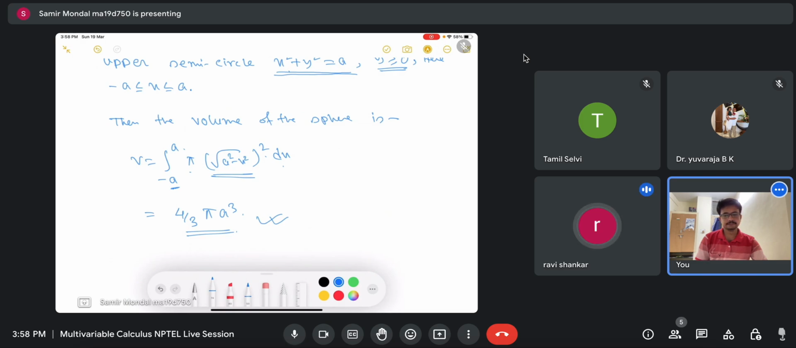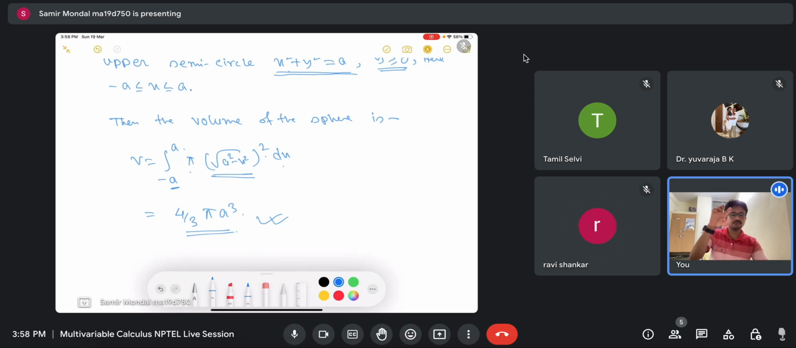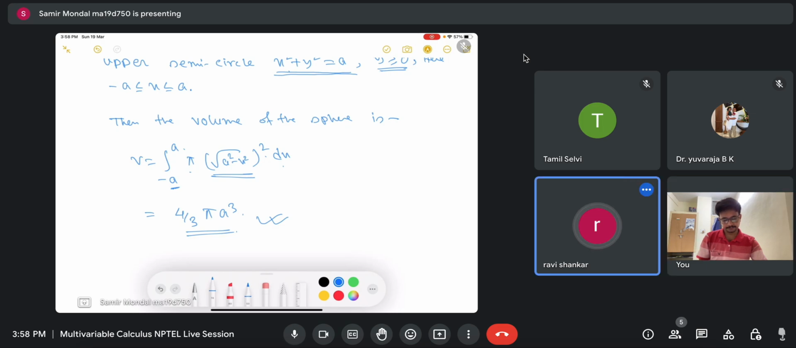Sir, we are using pi r squared, no? Yes, pi f of x squared. Because for every ith interval we are taking r as f of xi star, where xi belongs to that interval, so approximately this is f of x only. Okay, it's fine, Ravi? Yes, yes.